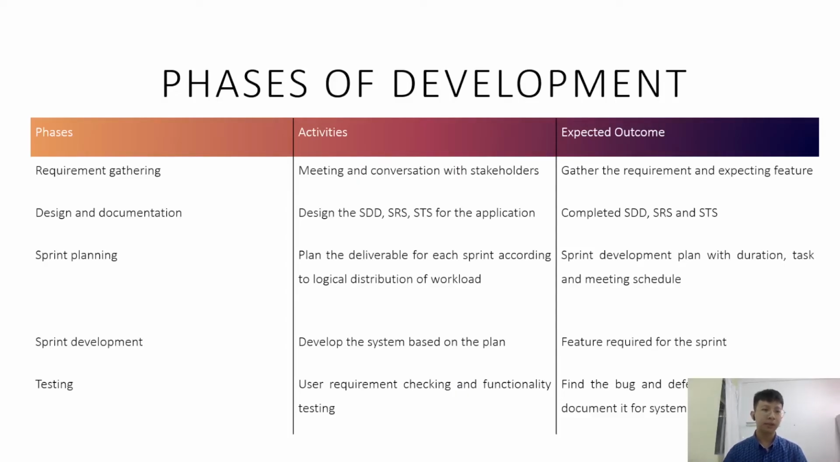The next phases of development will include requirement gathering, which is to gather the requirements, and design and documentation, which is getting the requirements and documenting them by drawing the use case diagrams, SRS, and SDS. And then sprint planning, and then sprint development to develop the application. And finally is the testing phase, which is to test whether there are any bugs in the application.